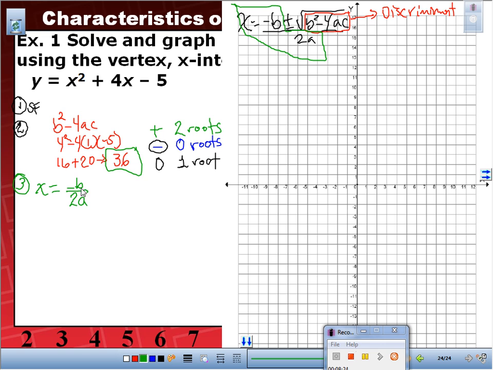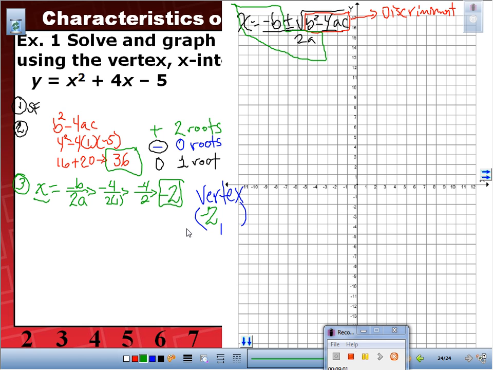Let's substitute values. Let's do this one together. What is b? 4. So this becomes negative 4 over 2 times what? 1. So therefore this becomes negative 4 over 2, which becomes negative 2. So check this out. Since we need a vertex, that point, which is the lowest or the highest point, is an actual coordinate. Is that correct? Well, guess what? This is our x value for the vertex. X value is what? Negative 2.